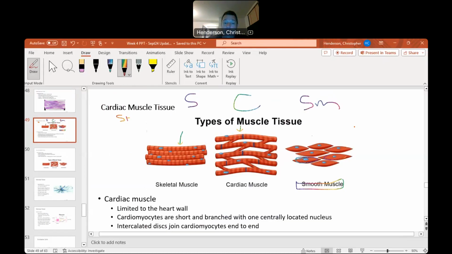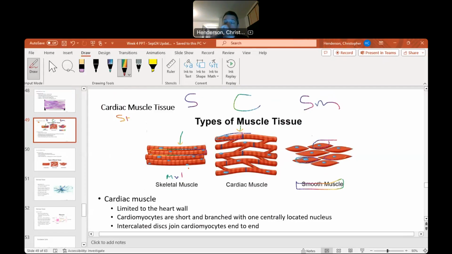What about the nuclei? Skeletal muscle has multiple nuclei per cell. See this tube right here? This is a cell. This is a cell. Each one has one nucleus. Same thing with our smooth. There's only one nucleus. So multiple nuclei, one nucleus, one nucleus. So which one's multinucleated? Skeletal muscle.